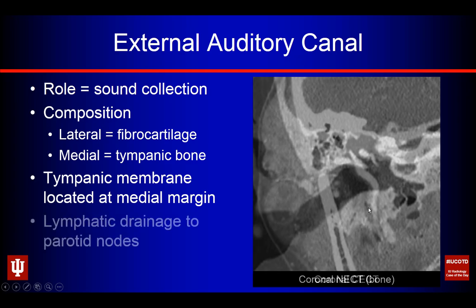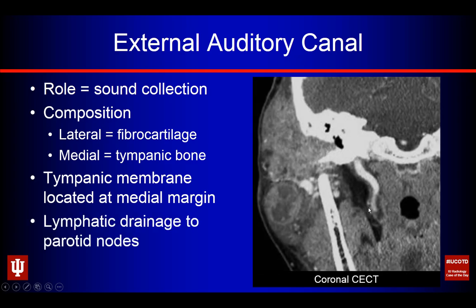One of the critical things to remember with the external auditory canal is its lymphatic drainage goes to the parotid lymph nodes. So we can see this big fungating external auditory canal squamous cell carcinoma. When you see that, be looking at the parotid gland, and sure enough, we have this big necrotic intraparotid lymph node from a metastasis.